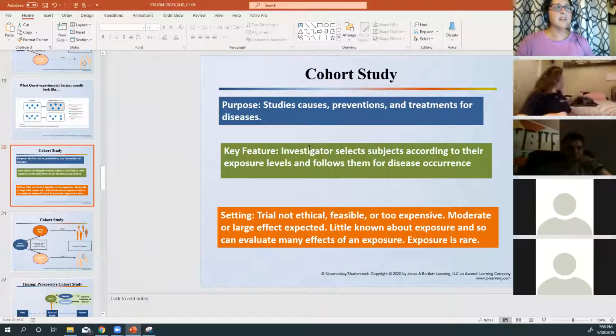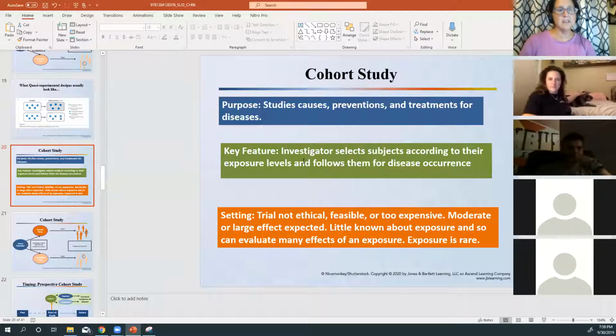So what happens is I look at my subjects, and I am going to determine what their exposure level is. That is my very first thing I'm going to do. In a very basic sense, it's exposed, not exposed, but it could be exposed a lot, exposed a little less, very little exposure, no exposure at all. So it could be levels of exposure, but that's the first thing.